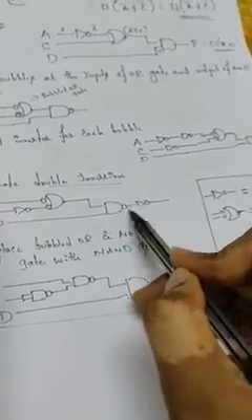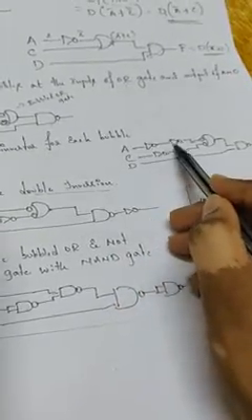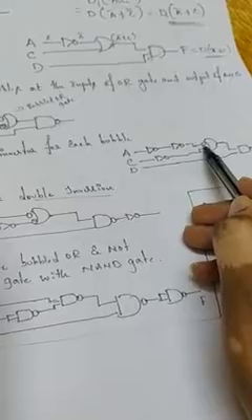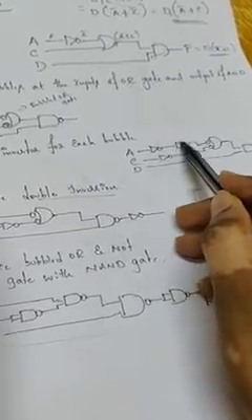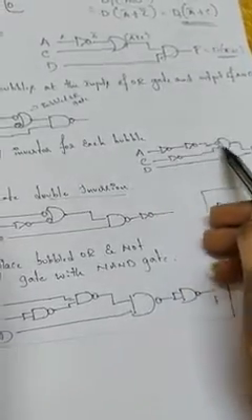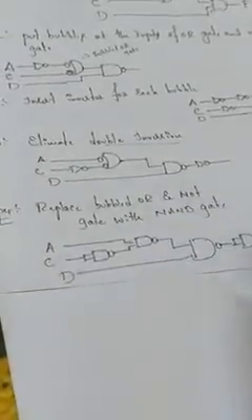Okay, this is not a double inversion. Two NOT gates, don't combine this NOT gate with this bubble. Okay, double inversion, inverter, just remove these, and write the rest as it is. This is the third step.